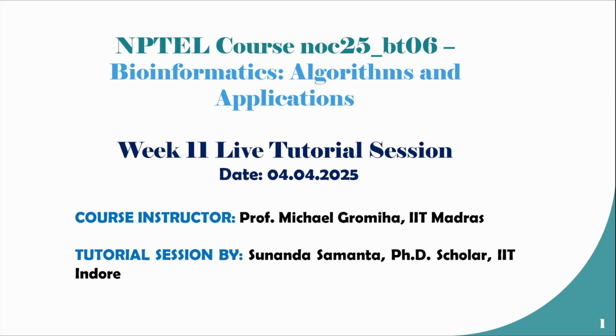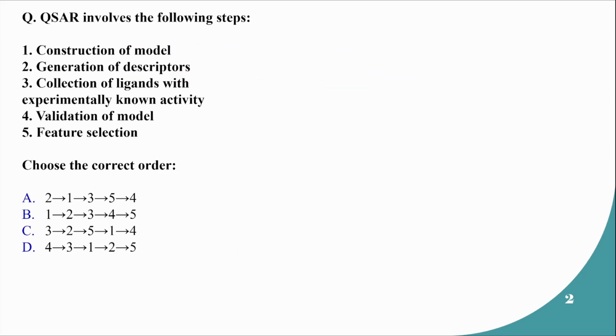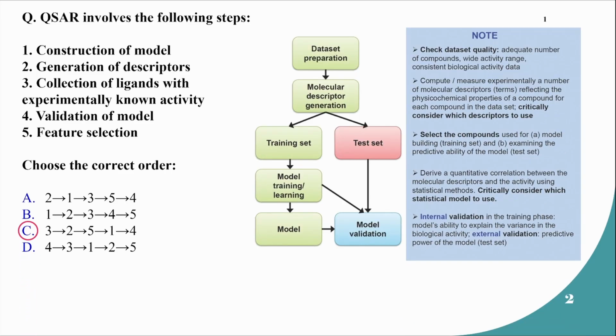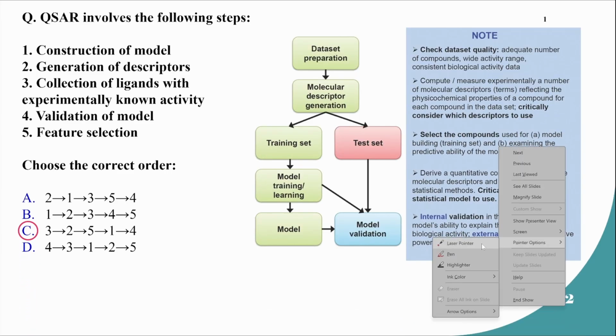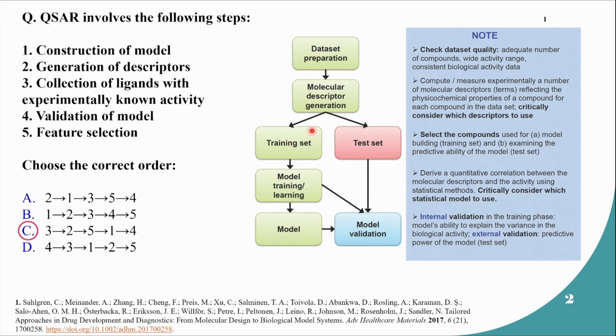Okay. So as a quick recap, what we did in some of the earlier classes is that we talked about, for example, QSAR, quantitative structure activity relationships, and how the whole workflow of the process works. For example, here we have dataset preparation, then molecular descriptor generation, then we divide that into training and test set. The training set is used for model training and learning, and then ultimately we have to do model validation after all of this.